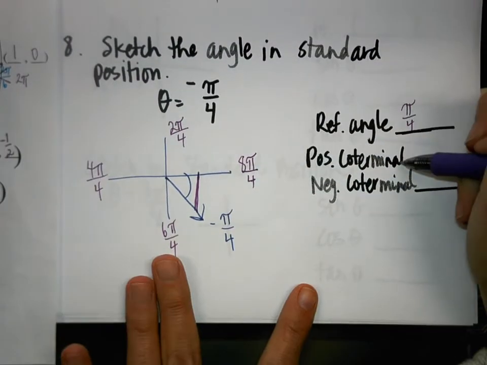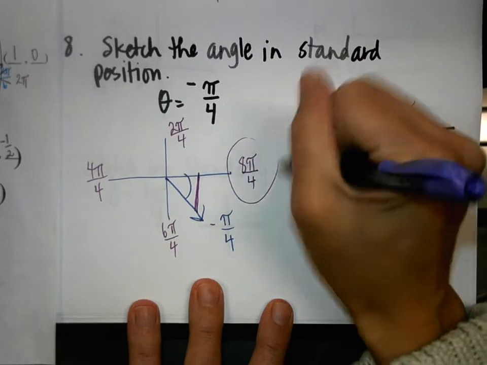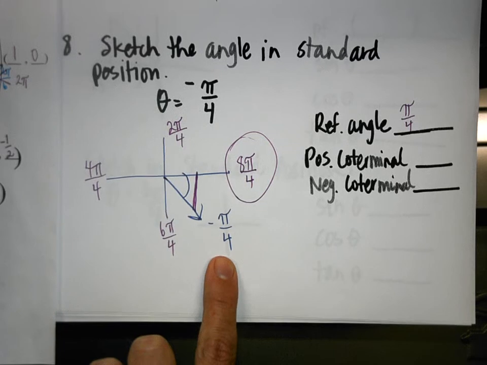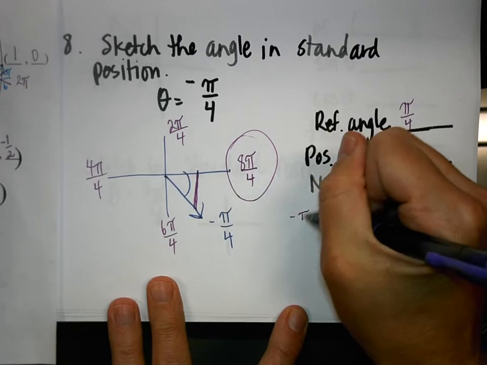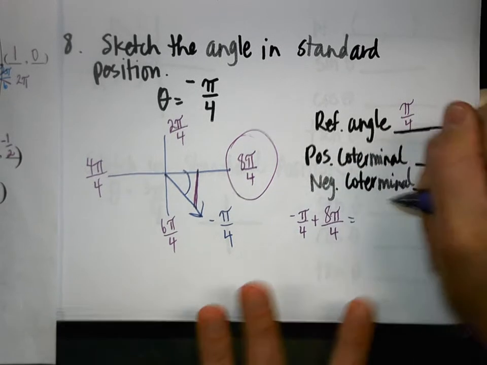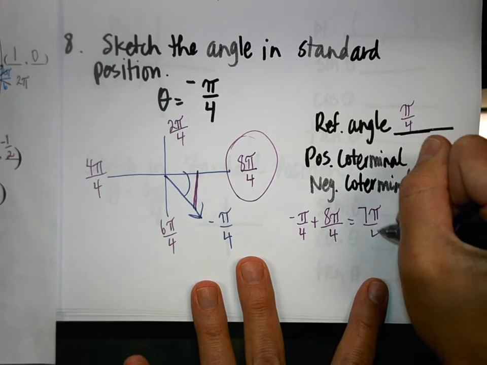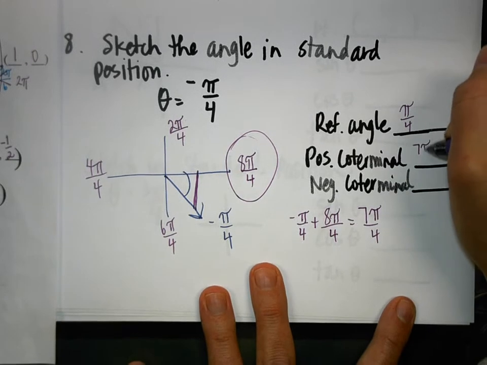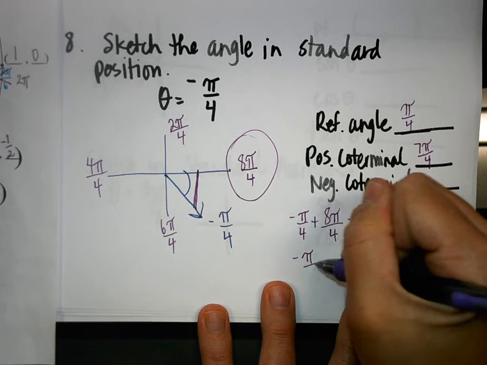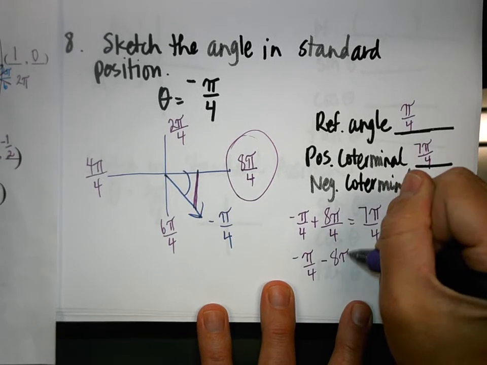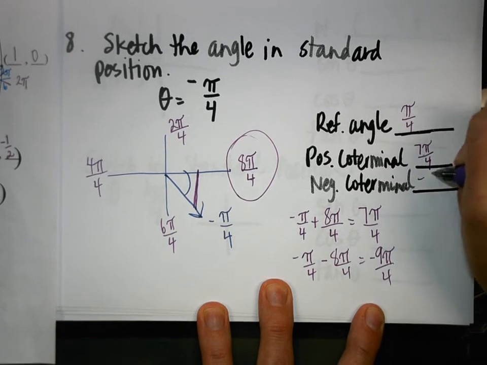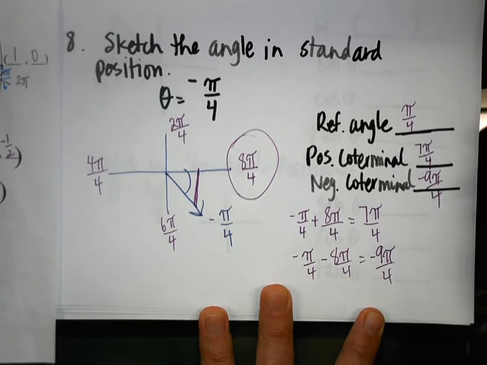If you're trying to find a positive coterminal angle, though, instead of adding 360 degrees, we want to add 2 pi because we're dealing with radians. And so we take negative pi over 4 plus 8 pi over 4, and you end up getting 7 pi over 4, which would be a positive coterminal angle. A negative coterminal angle, same thing. Again, we're dealing with radians, and so you would subtract 8 pi over 4, and we end up with negative 9 pi over 4 as my negative coterminal angle.